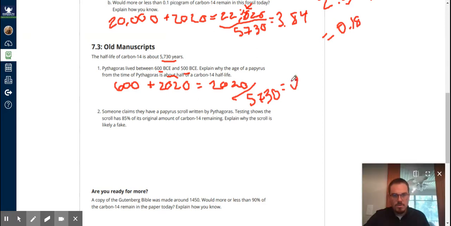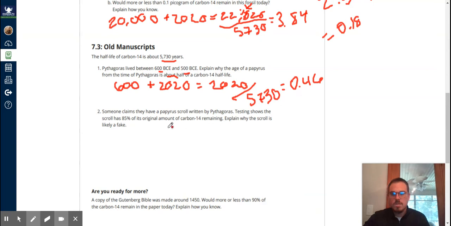So that's about 0.46. Now that's really close to a half of the half-life. That's where we get confused. It's not saying that it is a half-life. It's saying that it's about half of the half-life. And so that's correct. So the age of papyrus from the time of Pythagoras is about half of a half-life. Okay.